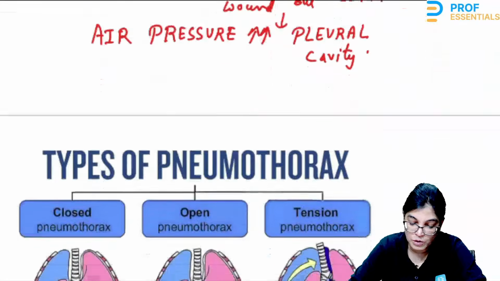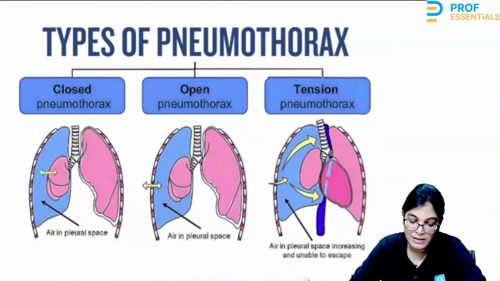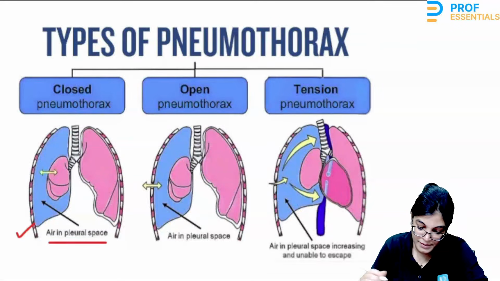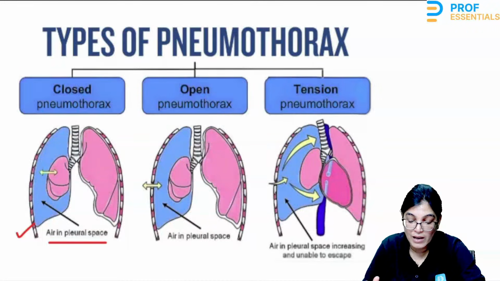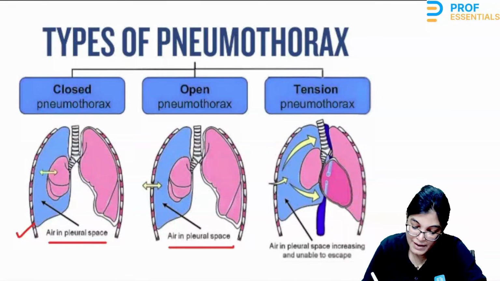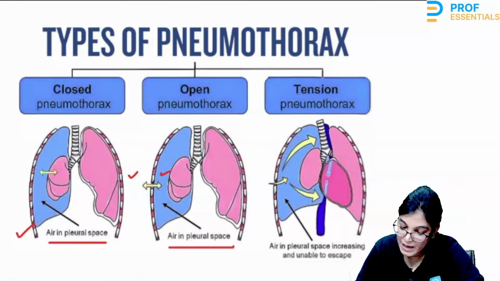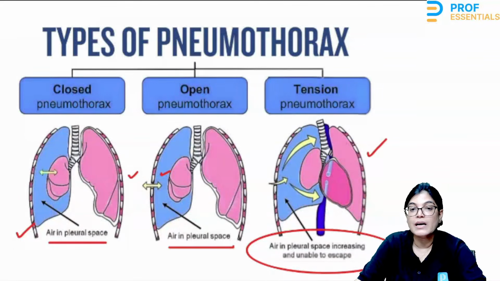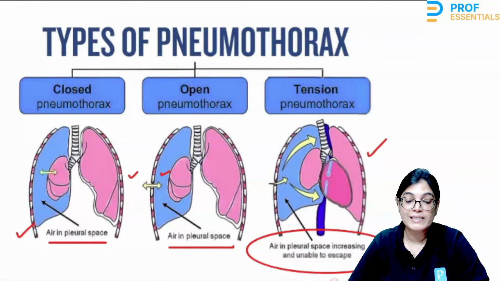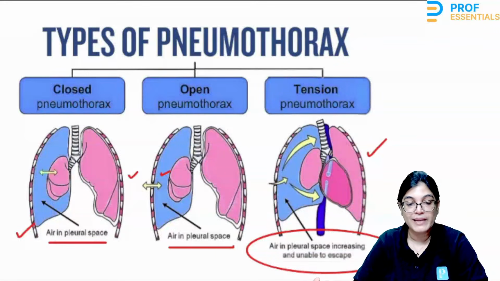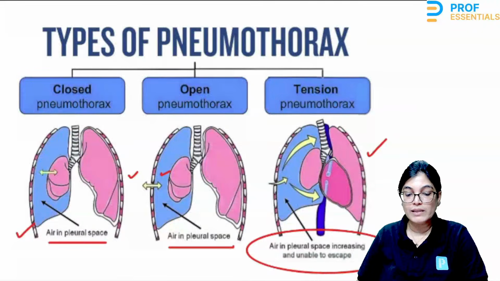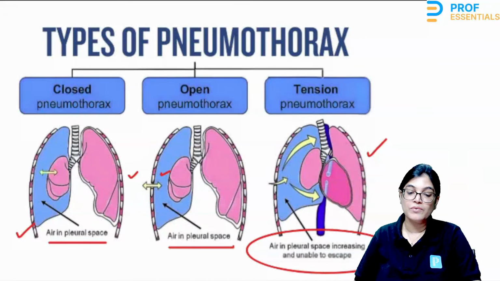So you can see this image. In this you can see the closed air in the pleural space which is not communicating outside. Then air in the pleural space having communication outside, and in tension pneumothorax, air is trapped inside but unable to escape in the expiratory process. Actually, tension pneumothorax is characterized by collapse of the lung on the affected side and compression of the lung on the healthy side.